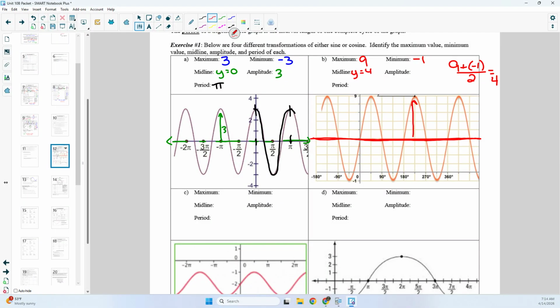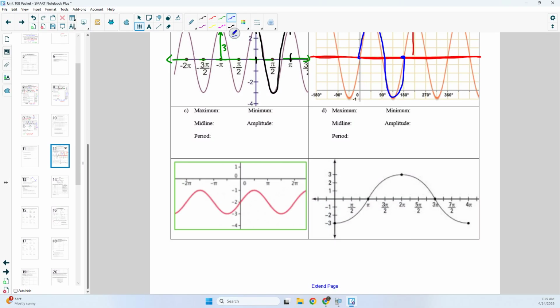Amplitude here. So I'm going from 4 up to 9, or we could do a 9 minus 4, right? Or we could just look at it as a 5. And the period here, if I start on the y-axis, this looks more like a sine pattern. This is the spot where I'd start going again, so the period here is 180 degrees. So we have 2 more graphs on here that we're going to look at.